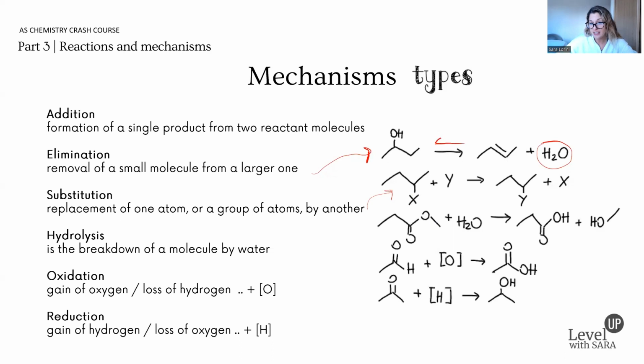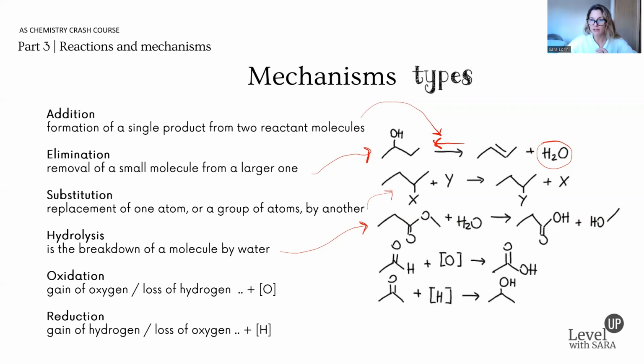The reverse of this, where, for example, water is added into the double bond to form just one product, would be addition. When we have, for example, an ester reacting with water to form two different molecules, this is hydrolysis. Hydro, water, lysis, breaking down. And then we have some other types, oxidation and reduction.